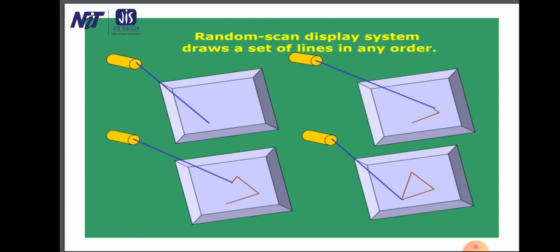The random scan display system basically draws a set of lines. We discussed that there is no strict order. That is why it can be drawn in a certain pattern. Just look at the mechanism.